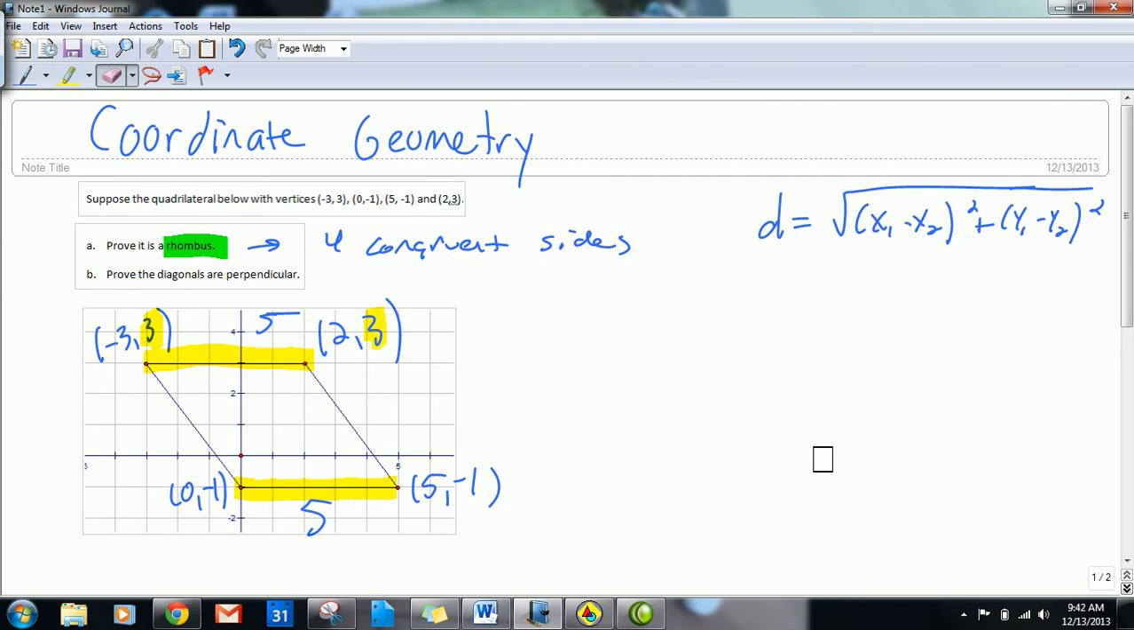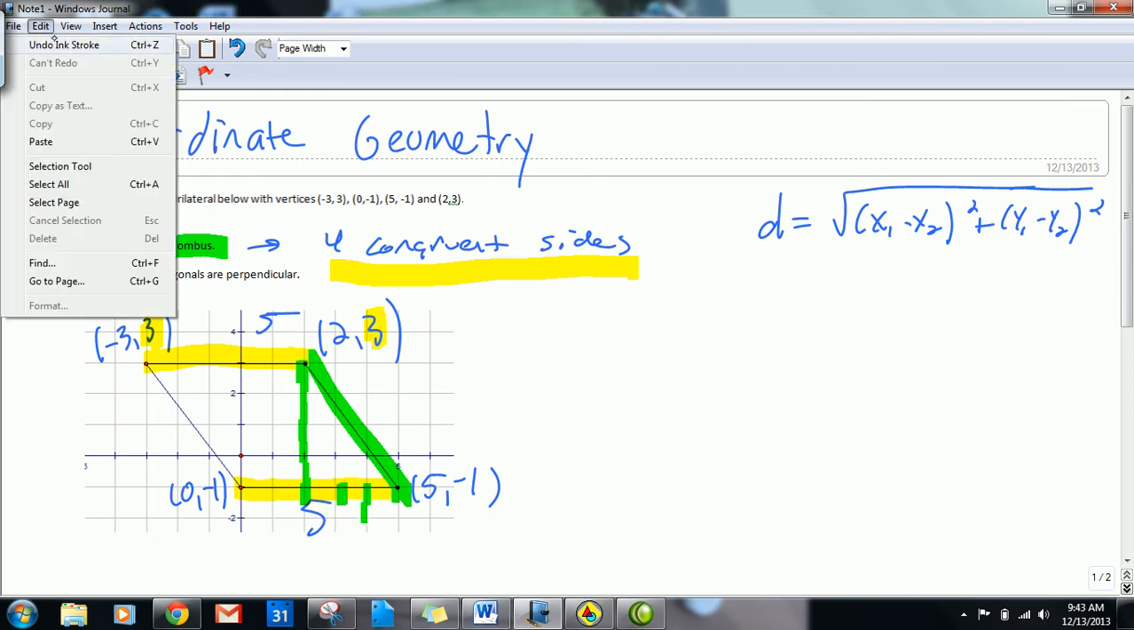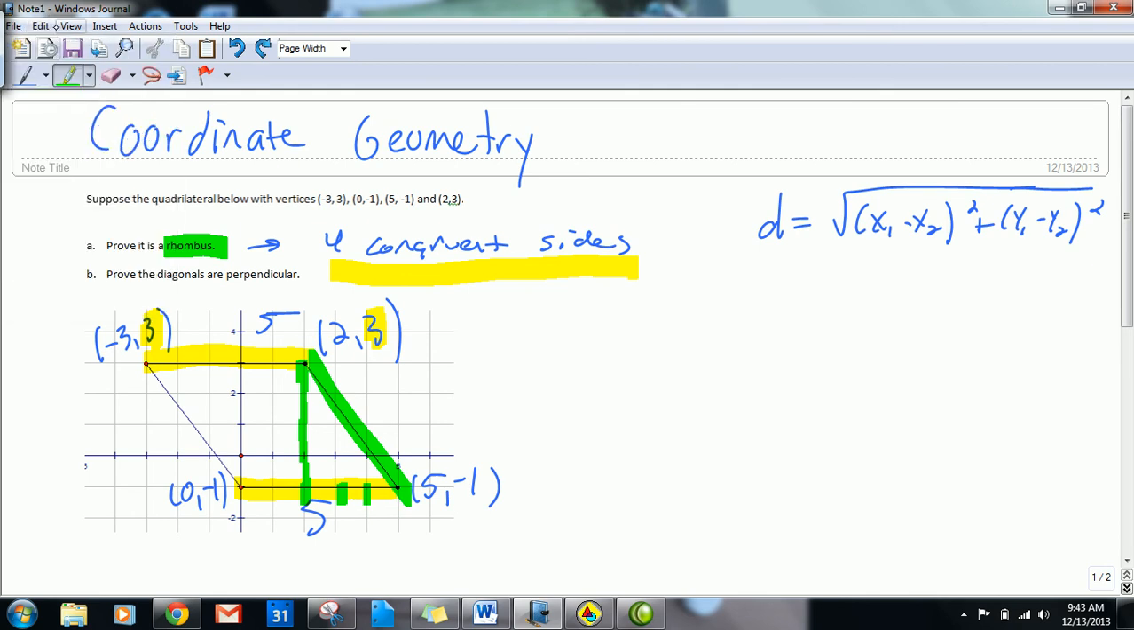We're trying to show that we have 4 congruent sides. That's our goal. Right now we have 2 congruent sides. It's not enough, but we're on the right track. Now I'm going to have to use the distance formula to find this length, using these 2 points, 2, 3 and 5, -1. For those of you who like to use the Pythagorean theorem, here's a little triangle you'd use: your a, your b, and that would be your hypotenuse c. But I'm not going to do that. I'm going to use the distance formula, which is really the same thing.